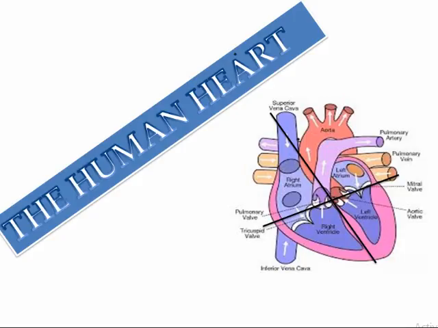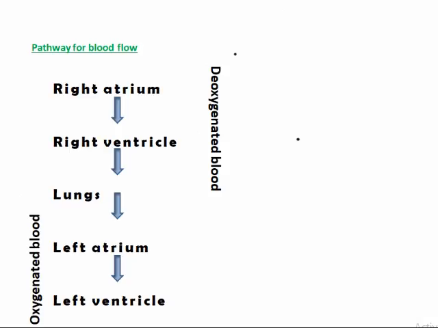And then we read how it performs its function: the oxygenated blood which is rich in oxygen and deoxygenated blood which is poor in oxygen. The deoxygenated blood from the body moves toward the right atrium, and passing through the right ventricle it reaches the lungs, where it removes carbon dioxide and absorbs oxygen. Then this oxygenated blood moves toward the left atrium, and passing through the left ventricle it moves towards the body to perform its function.